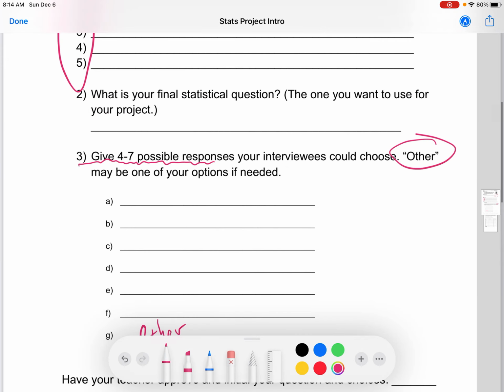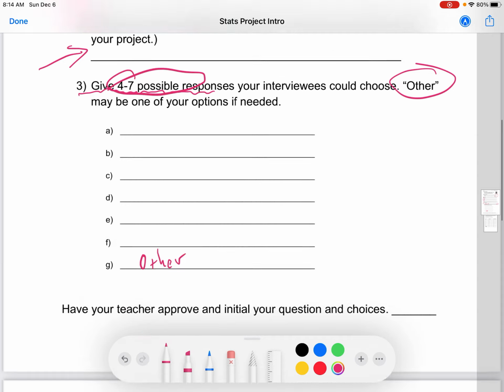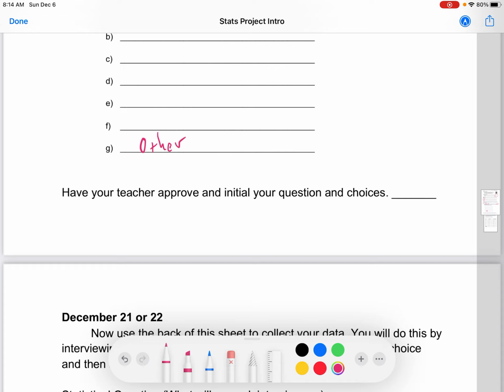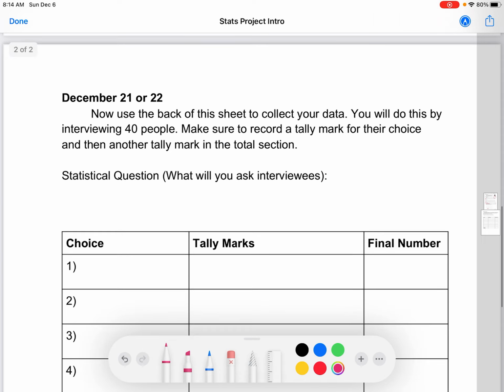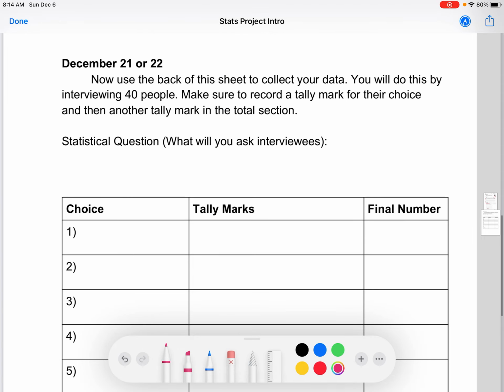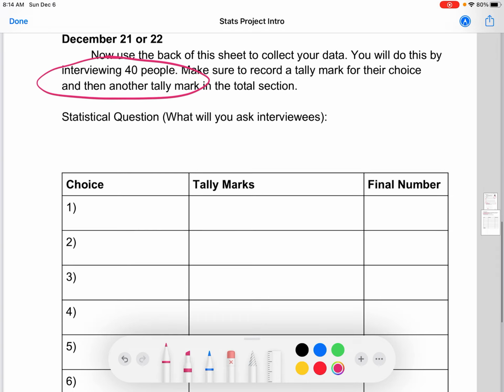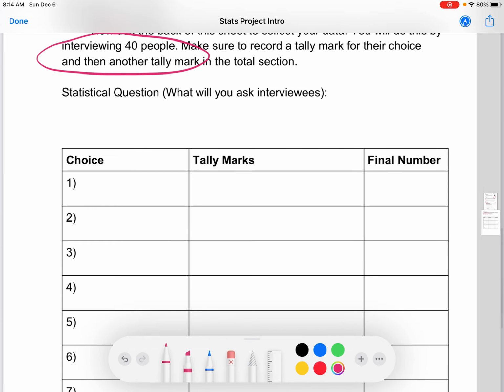After you figure out your question and you pick your final question, your final question with its 4 to 7 possible responses, you do need a signature, right? Do need a signature right here to know that we looked at your question, we like your question, and say, you know what, go ahead, keep moving. As soon as that's approved, it's time to collect some data. And we want to do it so that you're at least interviewing 40 people, right? At least 40.